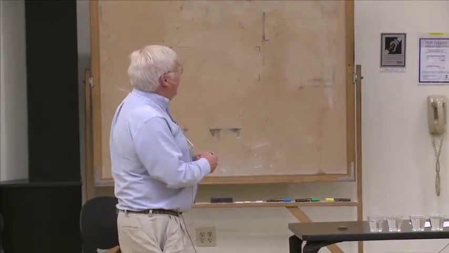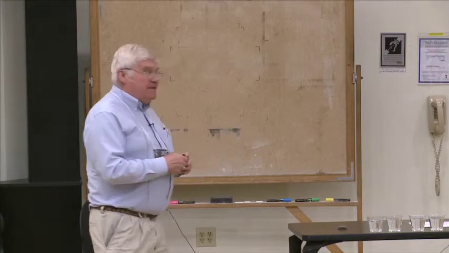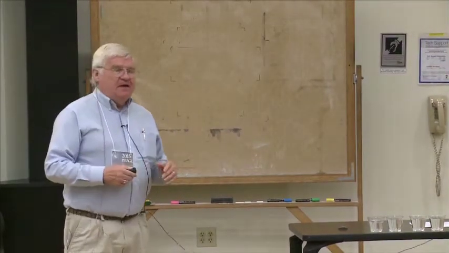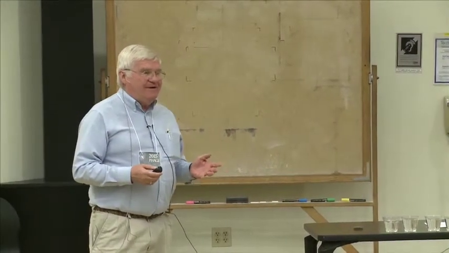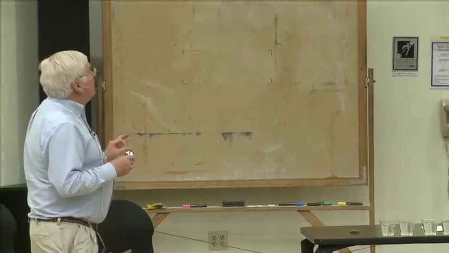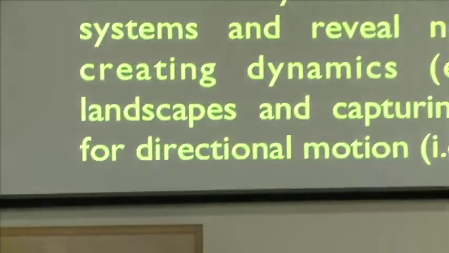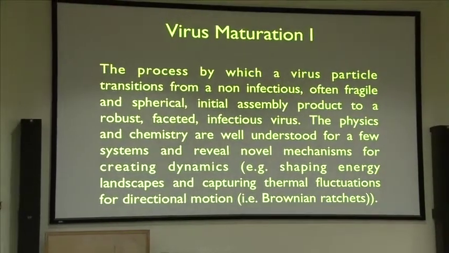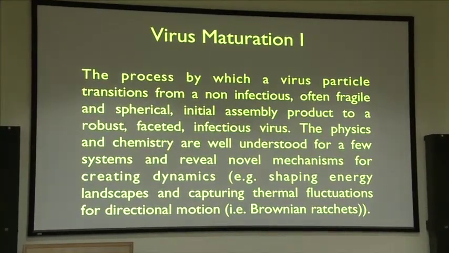I've been interested in virus maturation in a lot of different systems for quite a while, and the place where I really got my start in virus maturation was bacteriophage. A quick definition, or at least my definition, is that this is the process by which the virus transitions from a non-infectious and often fragile and spherical initial assembly product to a robust, faceted infectious virus.